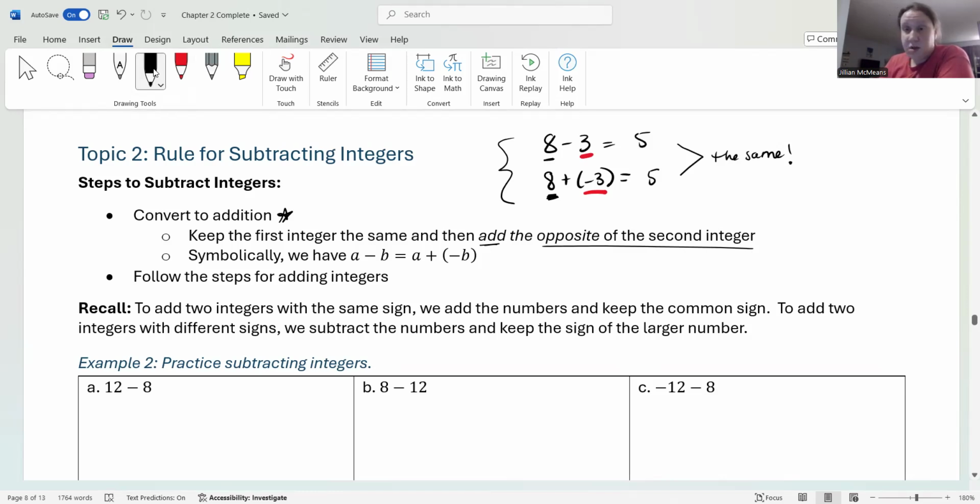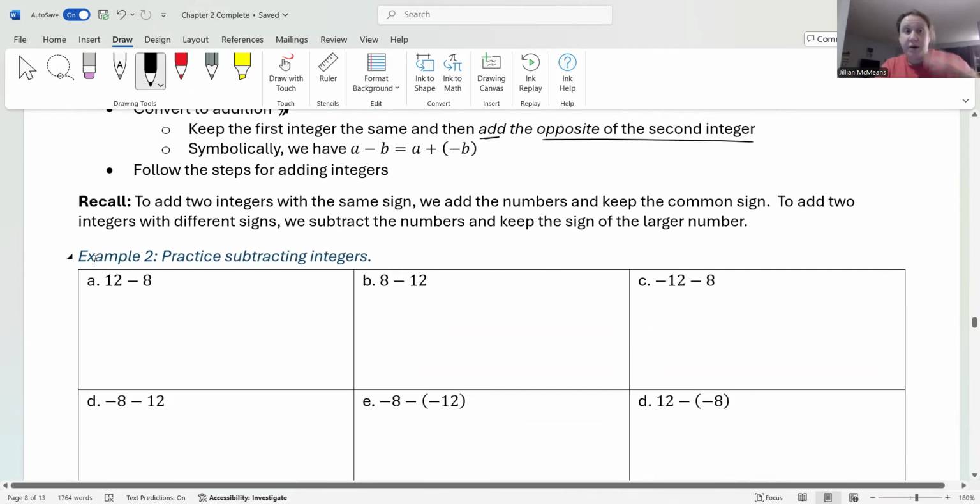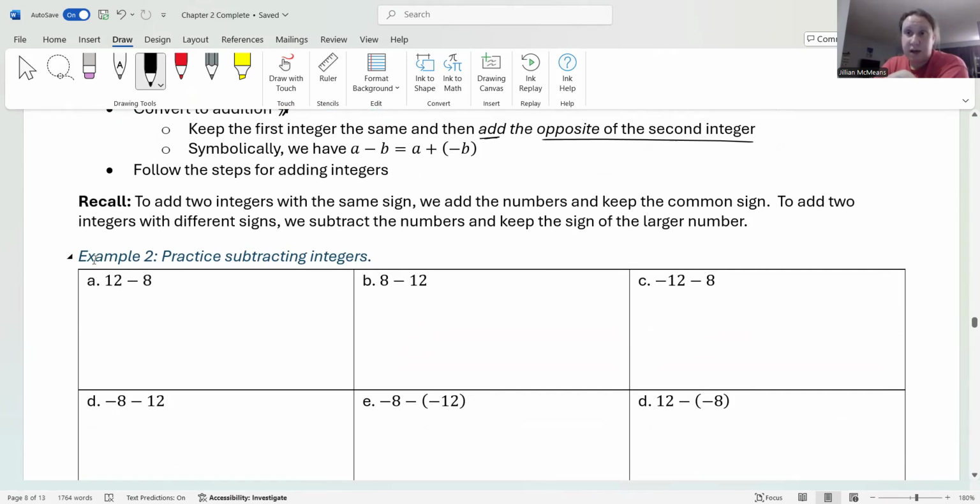Okay, and then once you've done that, you just follow the steps for addition. So remember at the beginning of this worksheet, I was like, hey, if you haven't practiced addition, you need to, because we really just convert subtraction to addition. Okay, now just as a quick reminder, to add two integers with the same sign, we add the numbers and keep the common sign. So if you start with two negatives, you add and keep it negative.